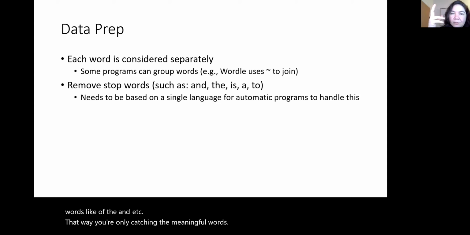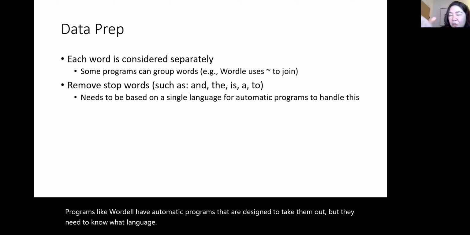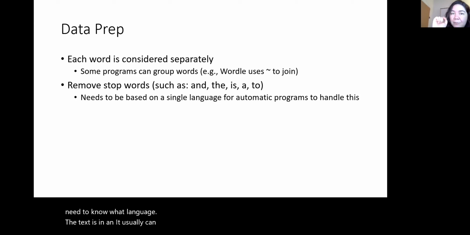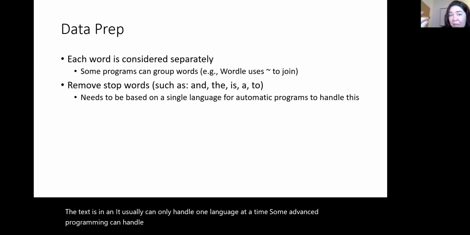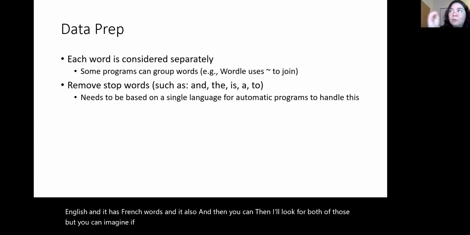Programs like Wordle have automatic programs that are designed to take them out, but they need to know what language the text is in, and it usually can only handle one language at a time. Some advanced programming can handle multiple languages, but you might have to tell it, hey, this text is in English and it has French words in it also. And then it'll look for both of those.